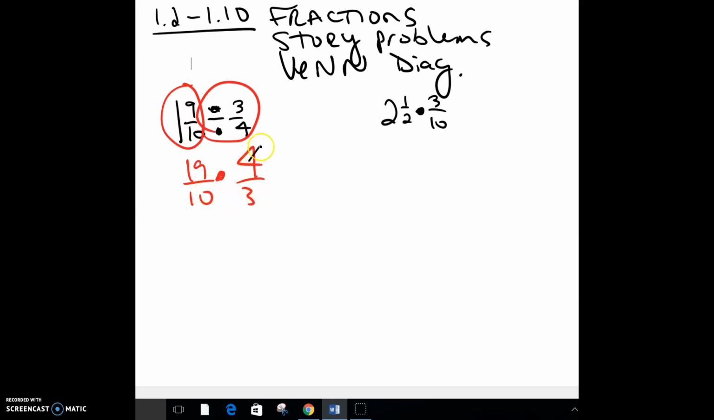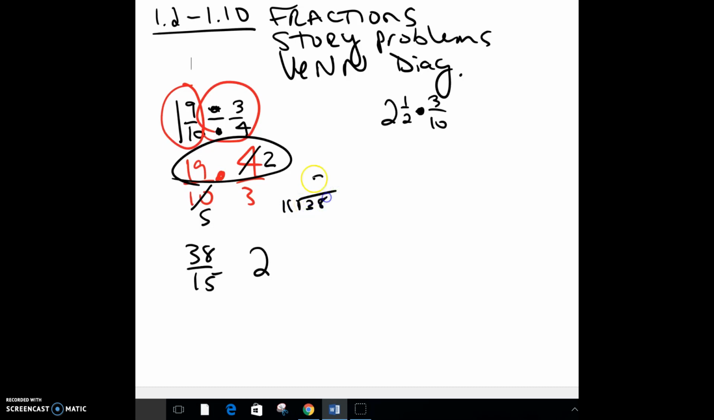So let's see, these are both even. So 2 goes in there twice, 2 goes in there 5. I'm going to get 38 fifteenths. 15 goes into 38 twice? So 15 goes into 38 2 times. And with the leftovers of 8, my unit is 15. If you didn't reduce, you would have gotten, let's see, what would that have been? 38 and 38, 76 thirtieths, and then again, you'd have to reduce or simplify.